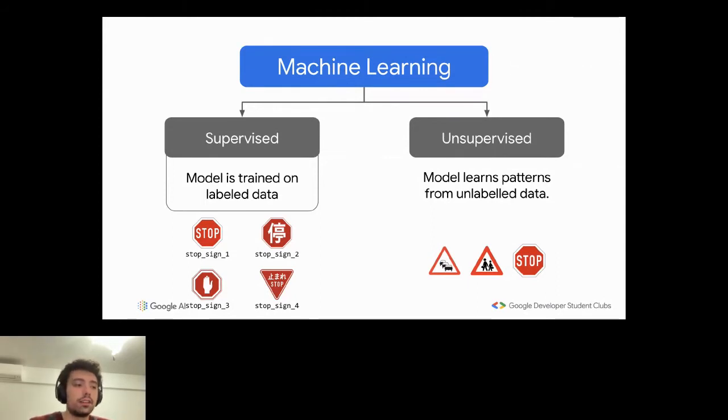On the other hand, in unsupervised learning, we don't tell the car, hey, this symbol is a stop sign, this other image is instead a sign of warning because there's traffic, or warning because there are people crossing.